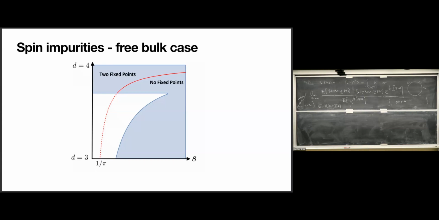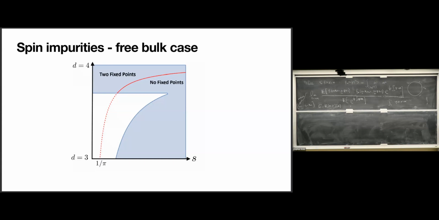So you have this red line in which there is only a single fixed point, and it separates the regime in the phase diagram that is characterized by 2 fixed points from the regime which is characterized by no fixed points. So here the flow never terminates in a healthy DCFT. That's the spin of the impurity, this line, S, and this is the number of space dimensions. The case of experimental importance is the 3-dimensional case.